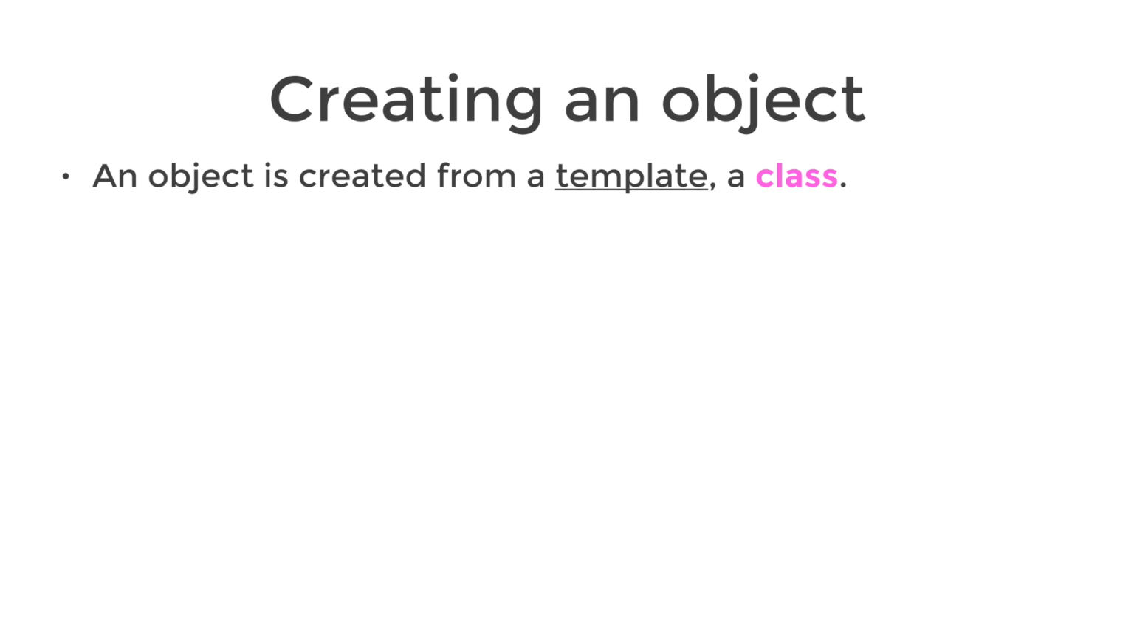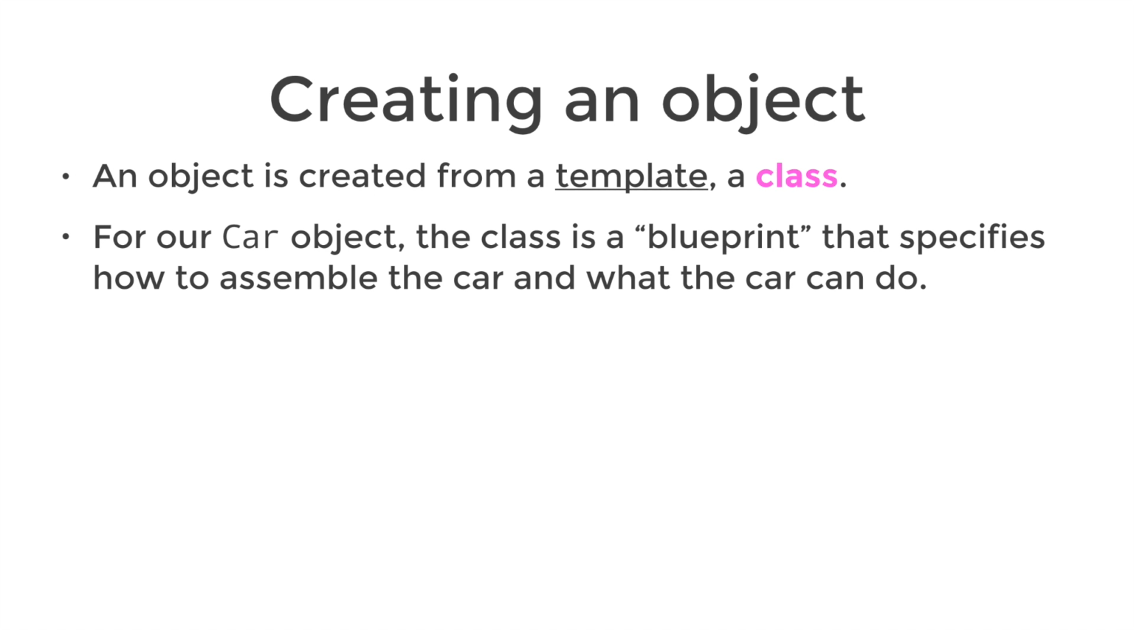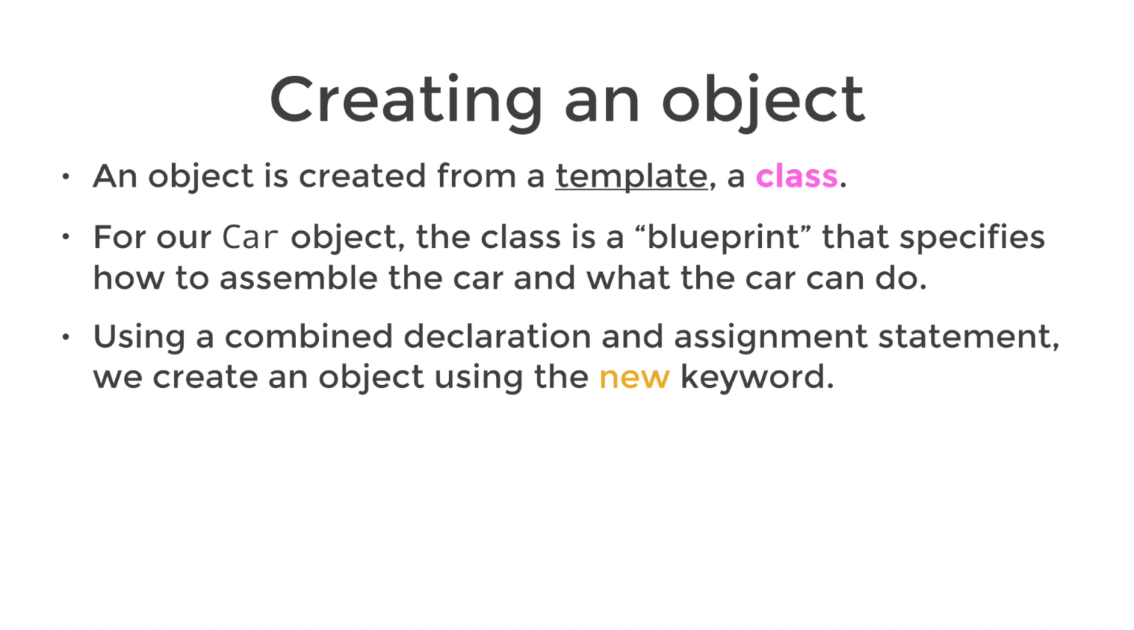Objects are created from a template, and that template is called a class. For a car object, the class is a blueprint that specifies how to assemble the car and what it can do. So creating an object would look something like this: Car myFirstCar = new Car(). And the keyword here is new.